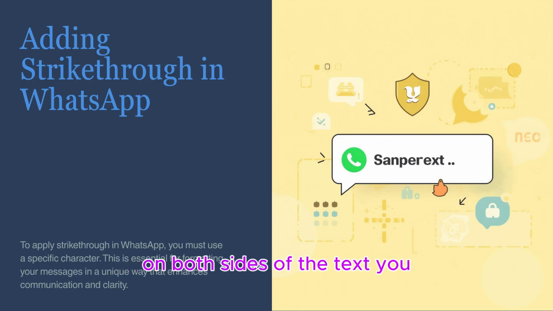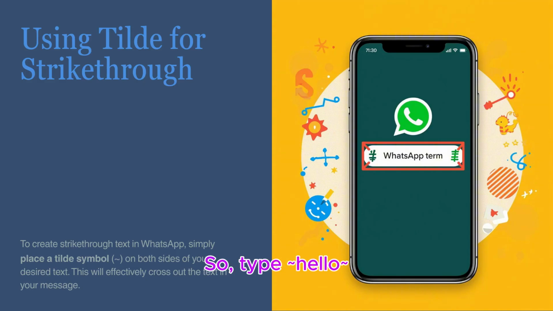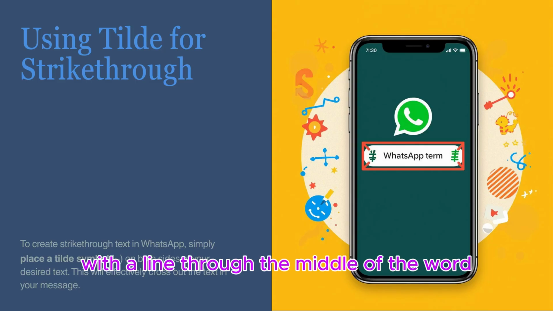Place a tilde symbol on both sides of the text you want to strike through, like this: ~your text~. Do not use spaces between the tildes and your words. So type ~hello~ and send it. The message will appear with a line through the middle of the word hello.